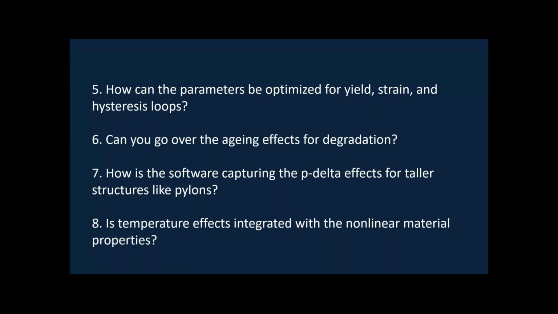The sixth question, can you go over the aging effects for degradation? Degradation can be assessed for the structure in two ways. The first way is reducing the stiffness of the section as the material is degraded, and the second way is to decrease the modulus of elasticity for that particular section. Basically, we are trying to reduce the EI value for a section so that its stiffness is reduced. For this, we can use the section stiffness scale factors in MIDAS to consider this aging or degradation effect.